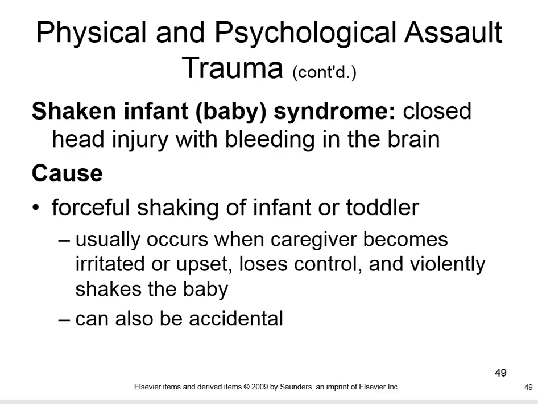We have shaken baby syndrome. This is a closed head injury with bleeding in the brain. It's caused by forceful shaking of an infant or toddler. It usually occurs when the caregiver becomes irritated or upset, loses control, and violently shakes the baby. It can also be accidental.